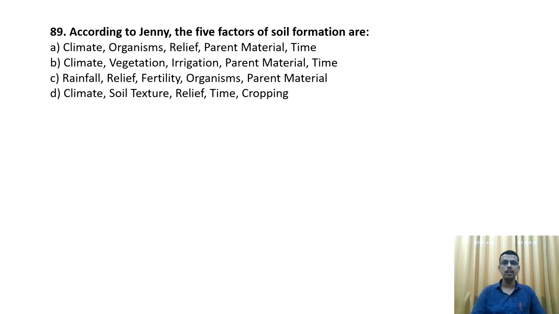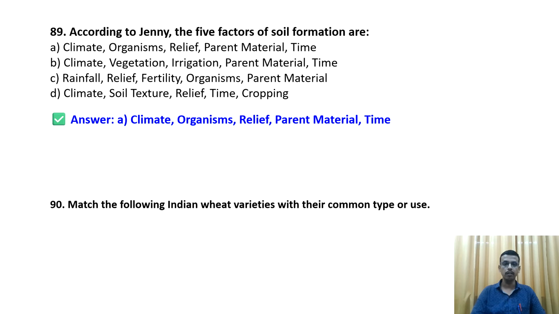Then according to Jenny, the 5 factors of soil formation are CLORPT: Cl for climate, O for organism, R for relief, P for parent material, T for time. Okay, the answer is A.